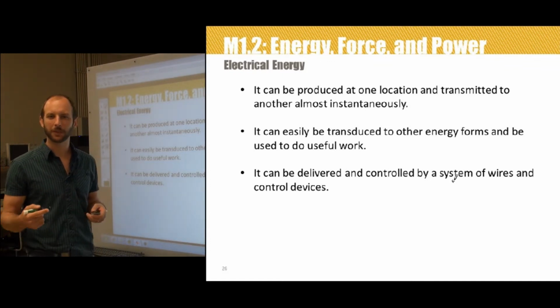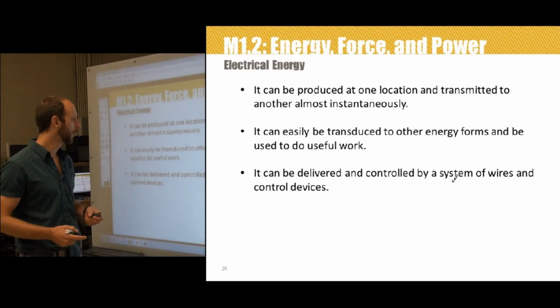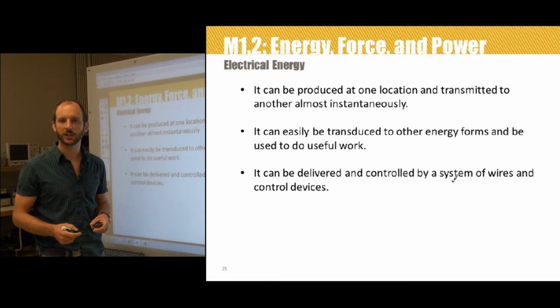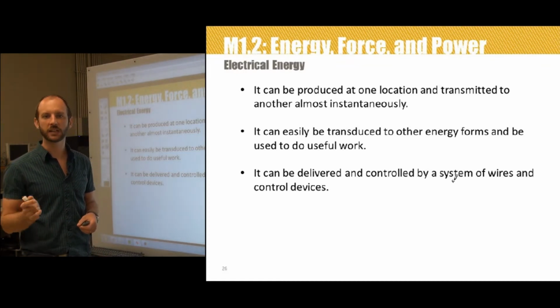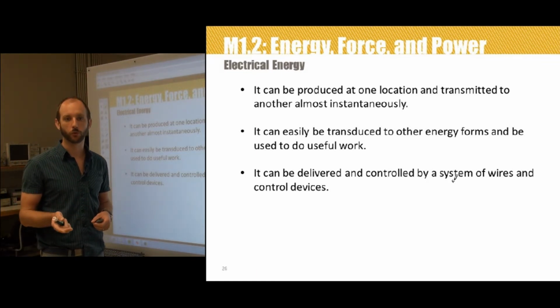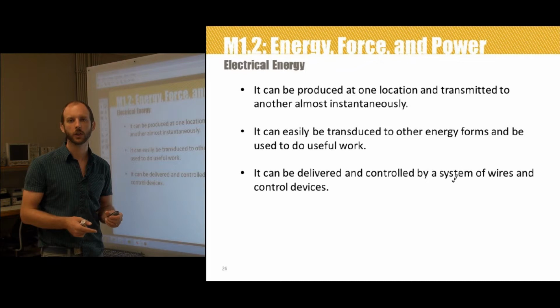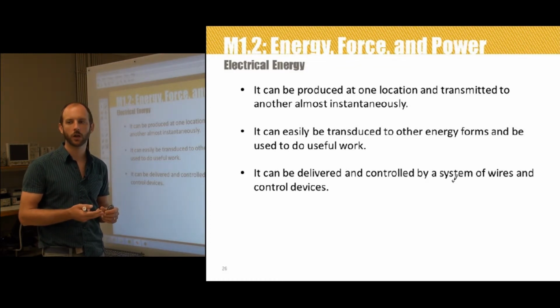Electricity is what we call an intermediate form of energy with unique properties that make it extremely valuable. It can be produced at one location and transmitted to another location almost instantaneously. It can be easily transduced to other energy forms and can be used to do useful work, and by that we mean we can use electricity to have rotary motion in motors. We can use electricity to create sound in speakers. We can use electricity to produce heat in heating systems.